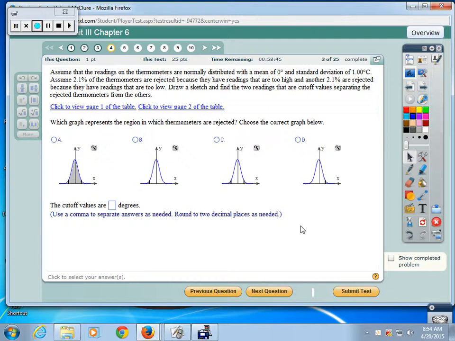Alright, try this one. This one says, assume that the readings on the thermometer are normally distributed. Assume 2.1% are rejected because the readings are too high, and 2.1% are rejected because they're too low. Draw a sketch and find the cutoff values.